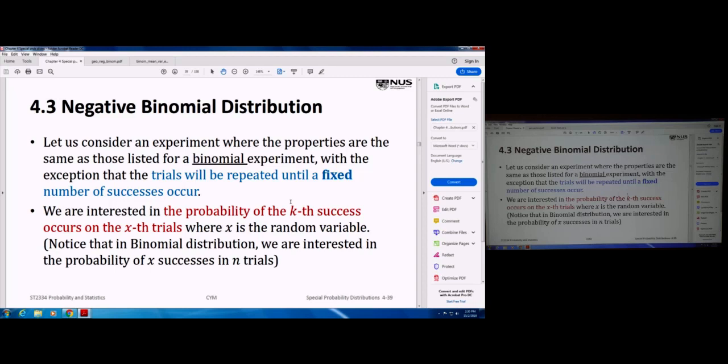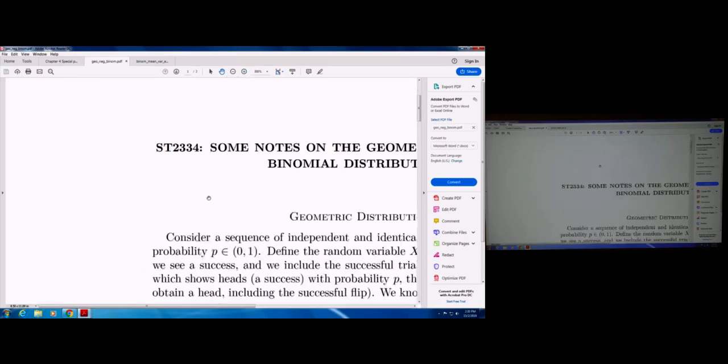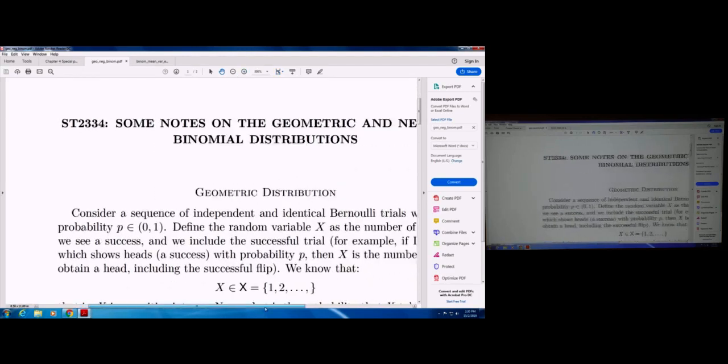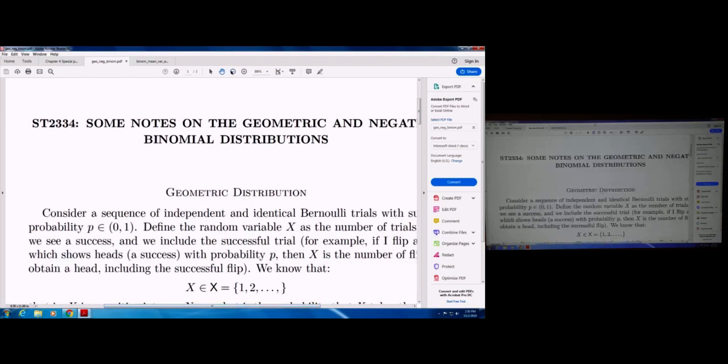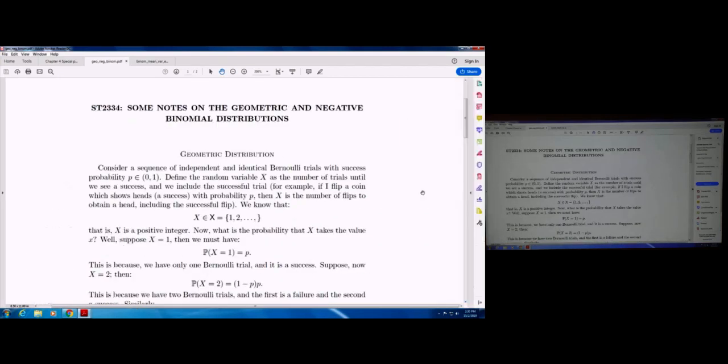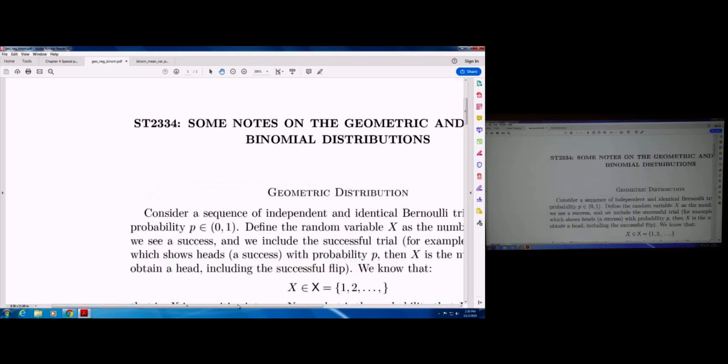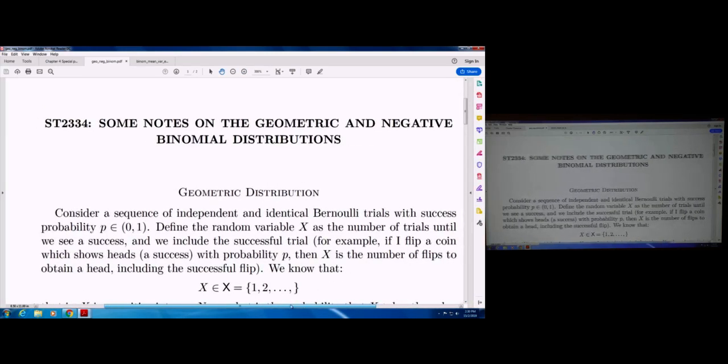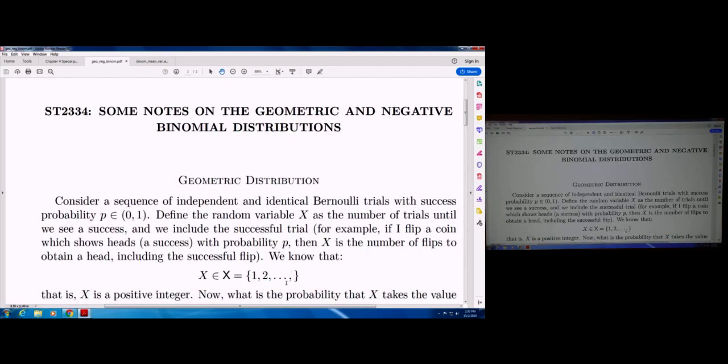Now we're going on to the negative binomial distribution. What I'm going to do is give you an alternative construction to what you have in the notes. It's exactly the same. I prefer this construction. This is the one I used when I taught this course before. I think it's easier to understand actually. We'll go through the main lecture notes as well, but I think you'll find that this one is a little easier. So these are some notes on something called the geometric and the negative binomial distribution.